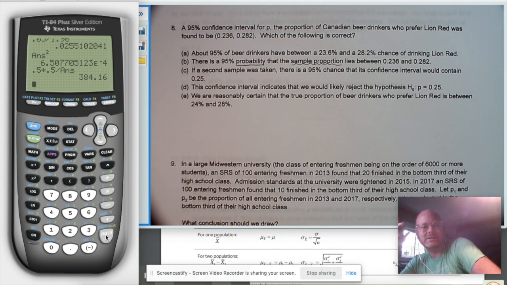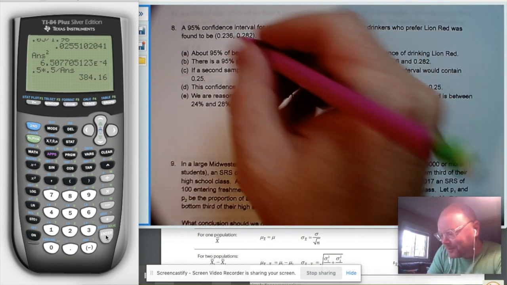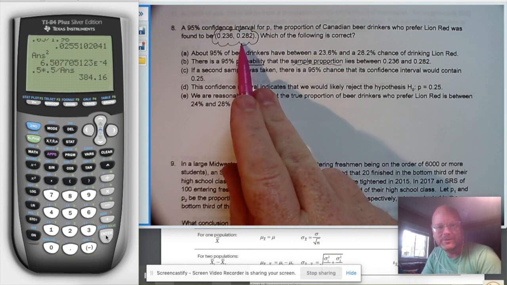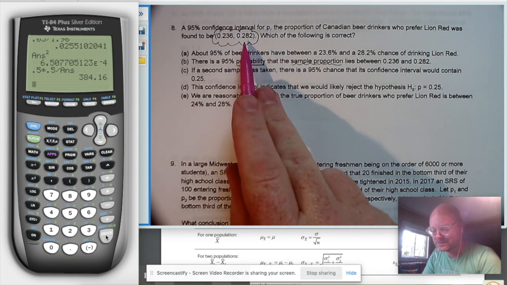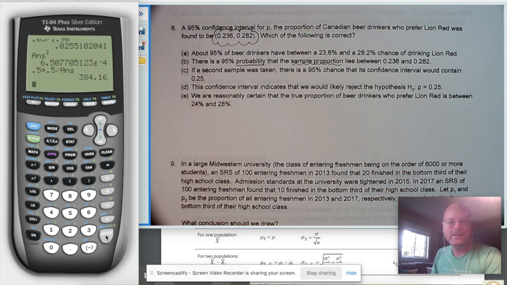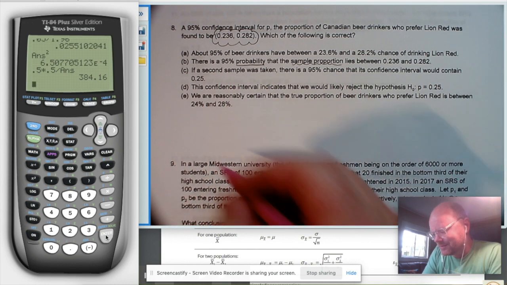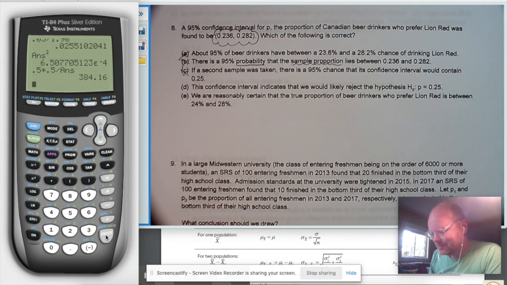All right, what about C? If a second sample was taken, there's a 95% chance that the confidence interval will contain 0.25. No, that means you're putting way too much emphasis on this one specific confidence interval, right? This is one of a million confidence intervals I could have constructed. There's a separate confidence interval for every single p-hat. So there's no guarantee that anything would repeat. So nope.